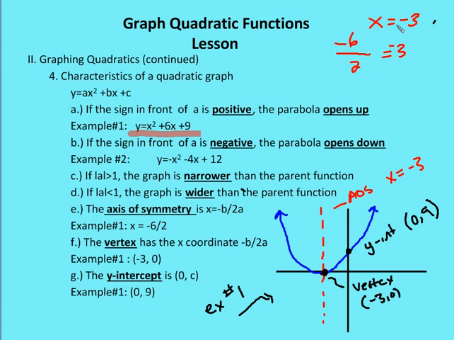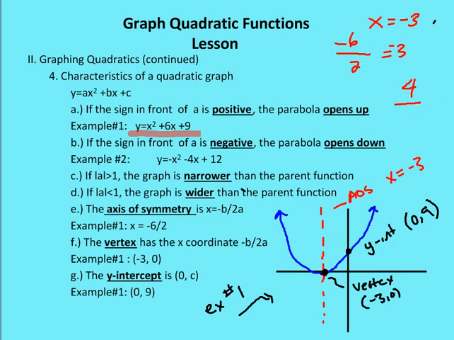In my second example, I can figure out the axis of symmetry. I have minus b, which is minus 4, over 2a. It's going to be 2 times negative 1, negative 2. So my axis of symmetry is going to be x is equal to negative 2. Okay, so we can figure out the axis of symmetry.